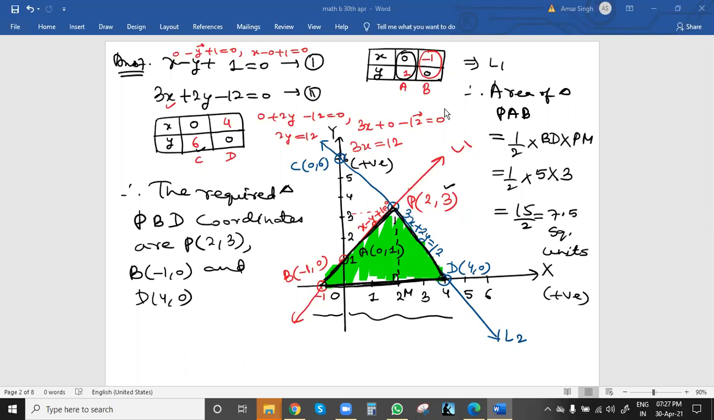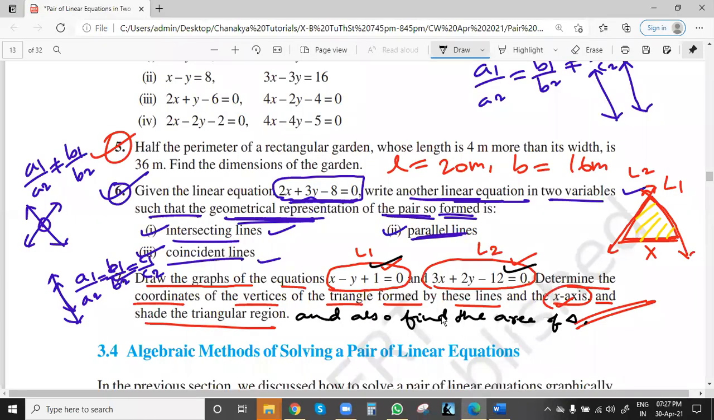Sir, can you tell this problem again? Once again, I will try to explain. See, first, both the equations were given in the question. This is the first equation, this is the second equation. So we know these are a pair of linear equations. One equation will give one line L1, and the second equation will give L2. And the same thing we have done here.